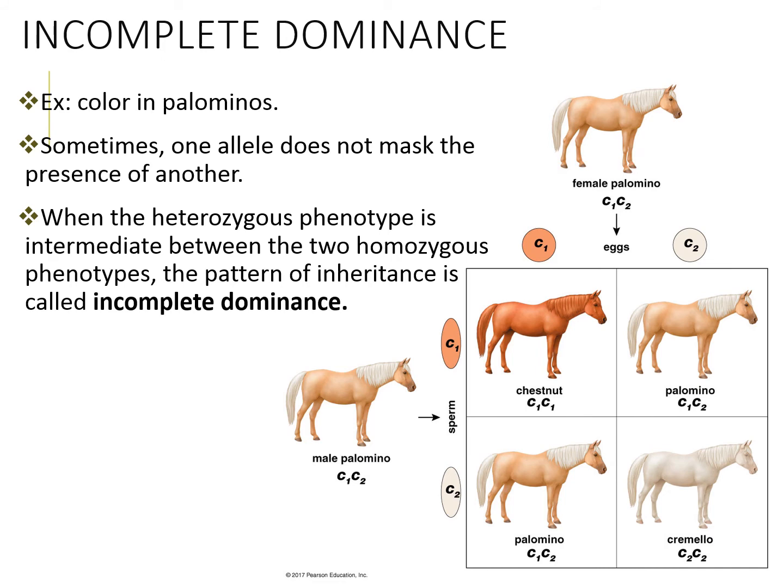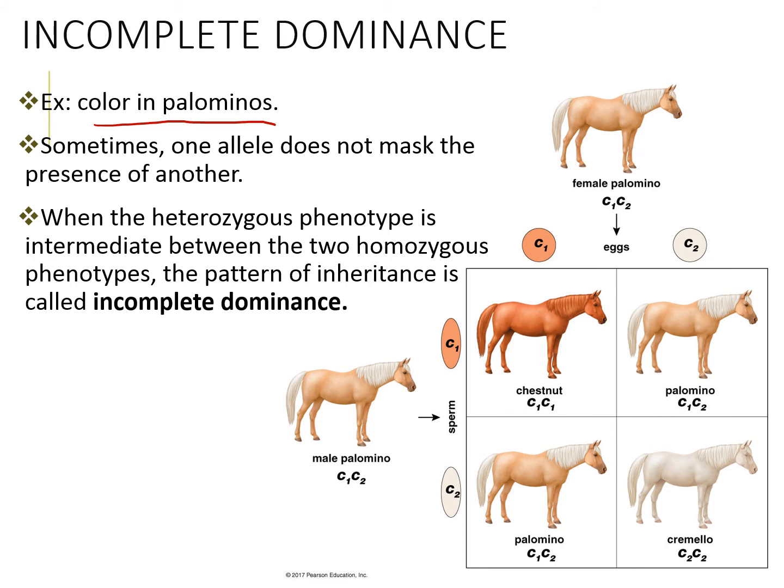Incomplete dominance is one, and we'll look at the example of color in palominos. Sometimes one allele does not mask the presence of another, but there's more of a blending. So when the heterozygous phenotype is intermediate between the two homozygous phenotypes, the pattern of inheritance is called incomplete dominance.